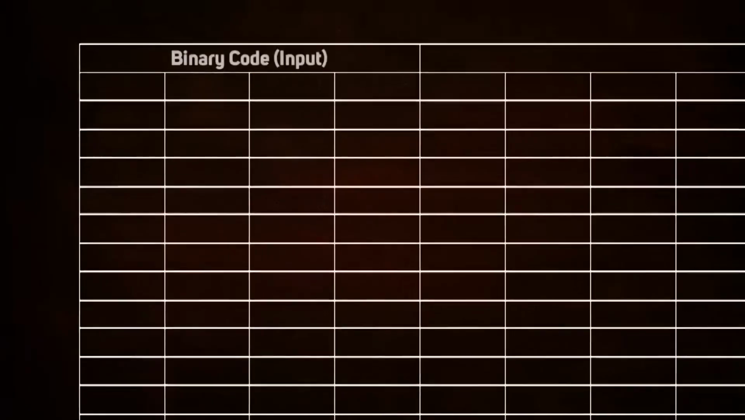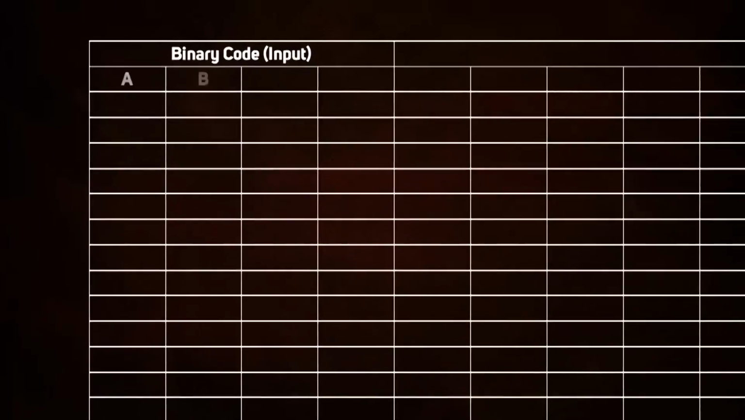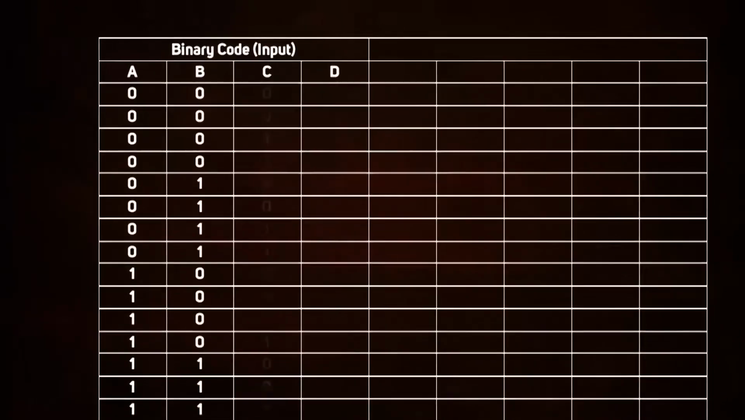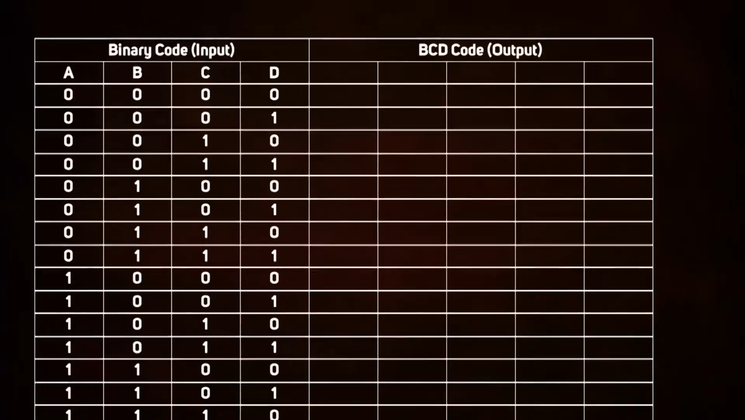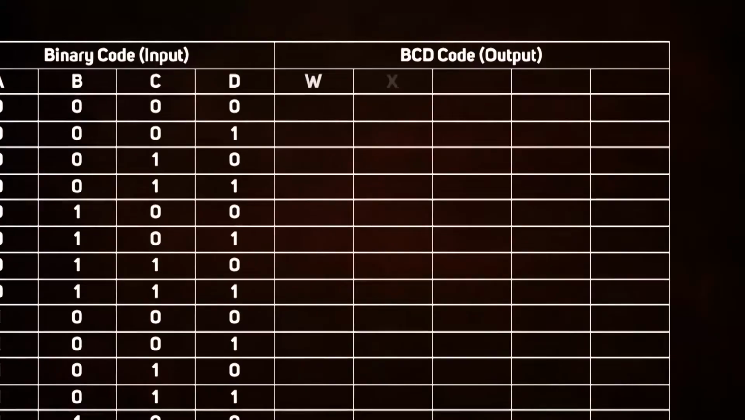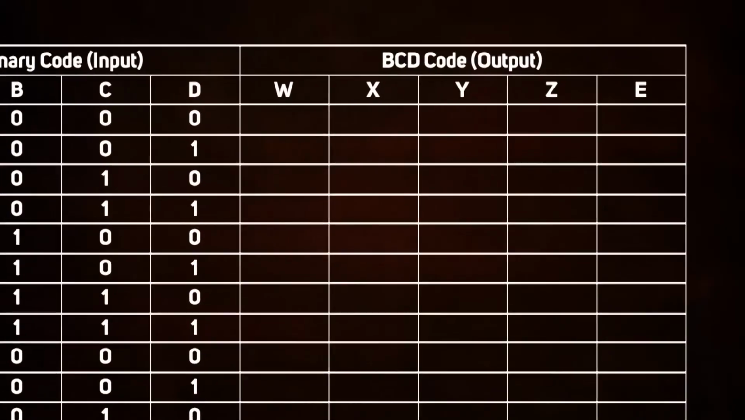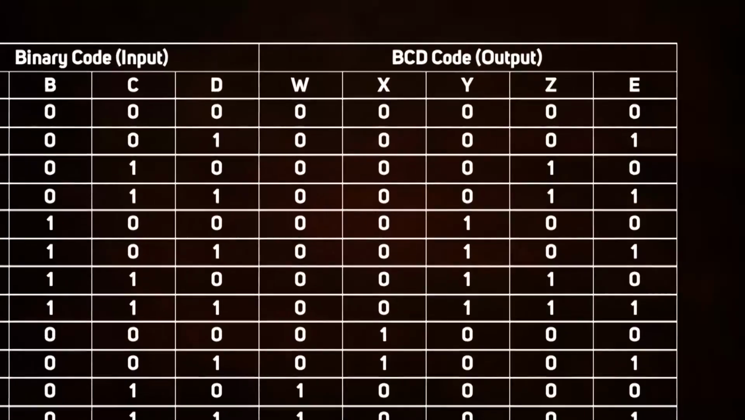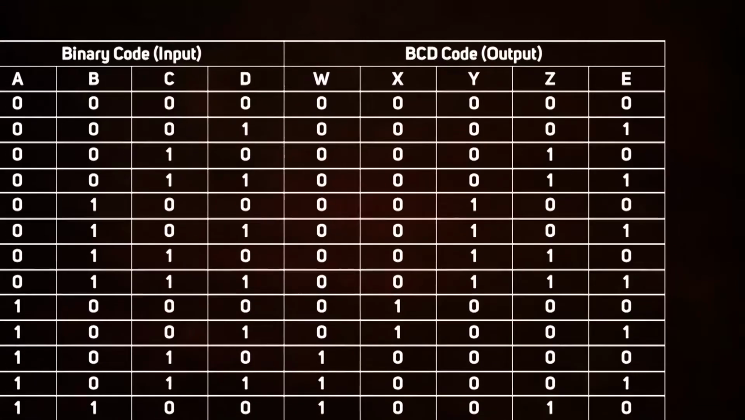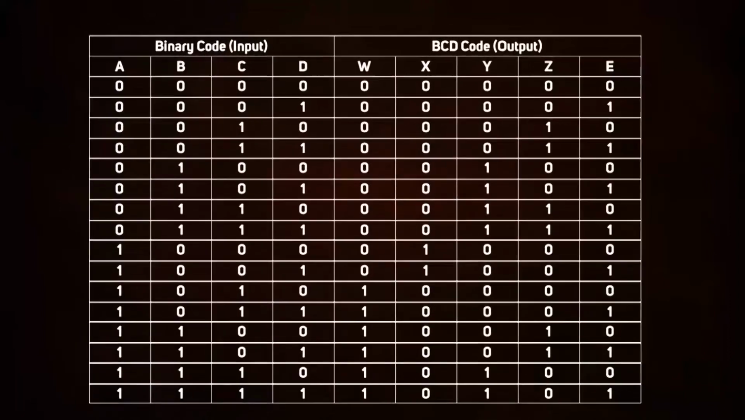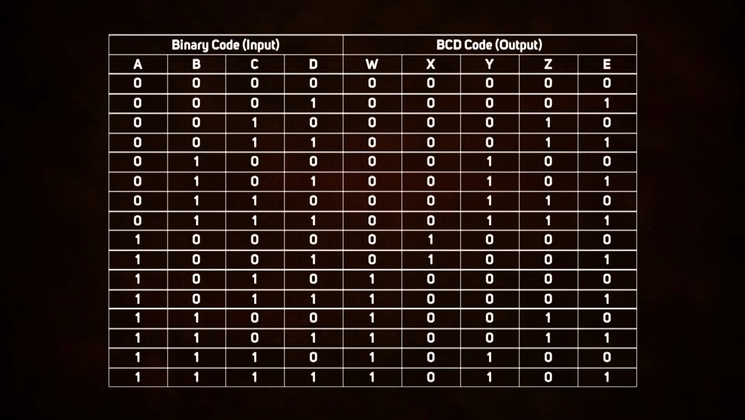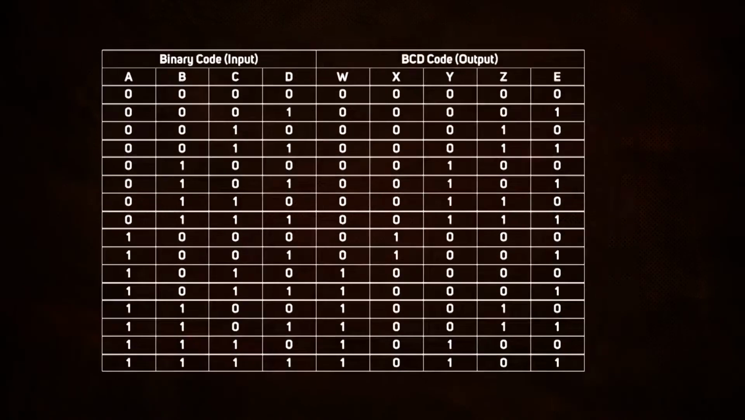The binary code is represented in the first 4 columns A, B, C, D. It takes the values from 0, 0, 0, 0 and BCD code is represented using the next 5 columns W, X, Y, Z, E and starts with the values 0, 0, 0, 0, 0 and both end with the values 1, 1, 1, 1 in binary and 1, 0, 1, 0, 1 in BCD. Let us draw the K-map for each of the outputs W, X, Y, Z and E.